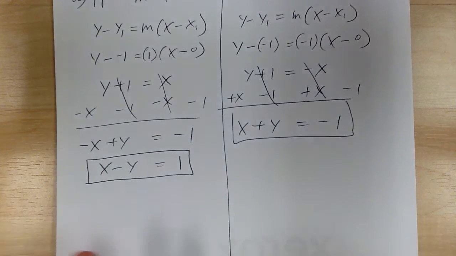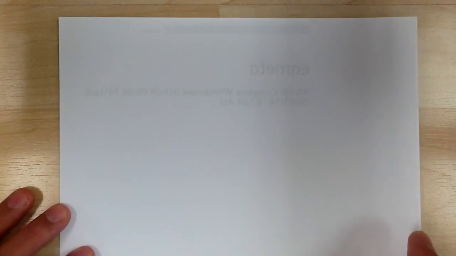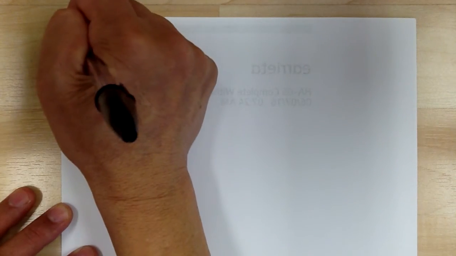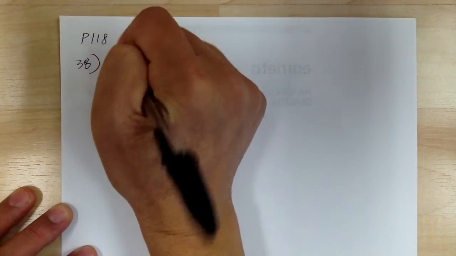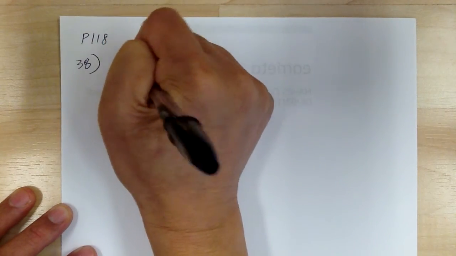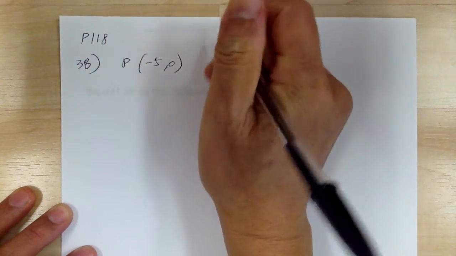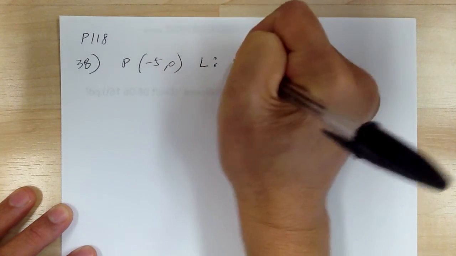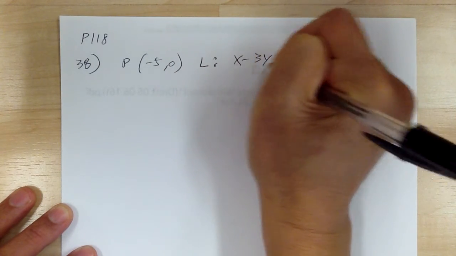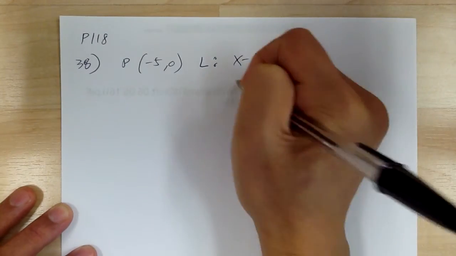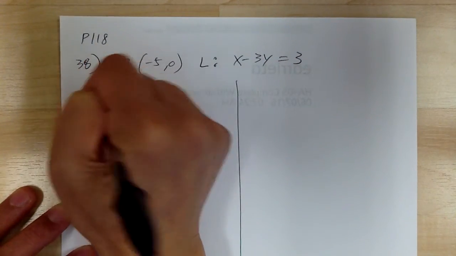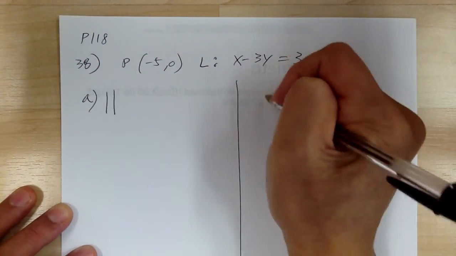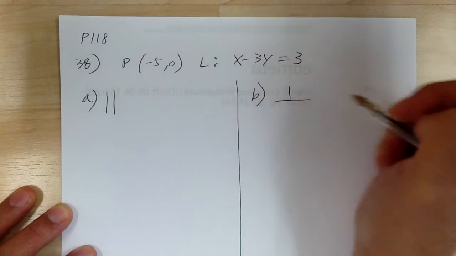Okay, let's go and do one more example to make sure you get it. So let's go and do page 118, number 38. So you want the line to go through this point, negative 5, 0. And the line is given is x minus 3y equal to 3. So again, you got two parts. A, you're looking for parallel lines. B, you're looking for perpendicular lines.